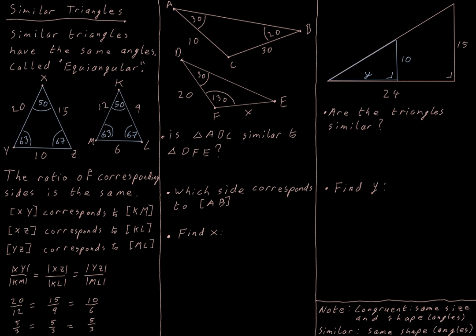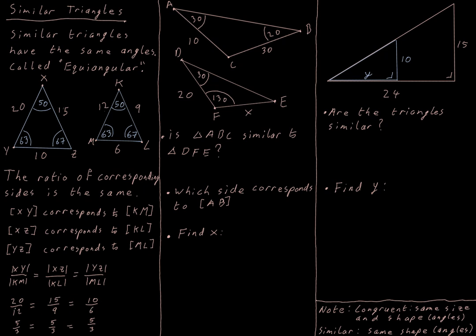So XY is 20 units long and KM is 12 units long. So that's 20 divided by 12 is the ratio of our corresponding sides. And XZ is 15 long and KL is 9 long. So that's 15 over 9. That's the ratio of those two corresponding sides. And the same with 10 over 6 for YZ over ML.